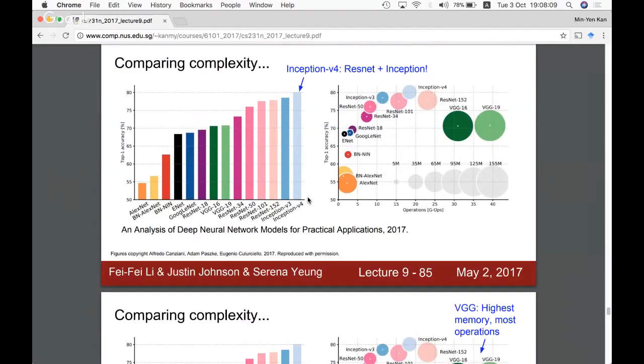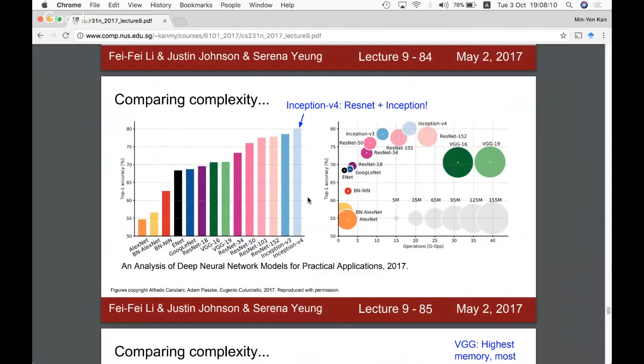So what is Inception V4? How do you compose ResNet and Inception together? Did they give any details? No, they haven't given any. I think they're in the other architectures that they're going to describe.